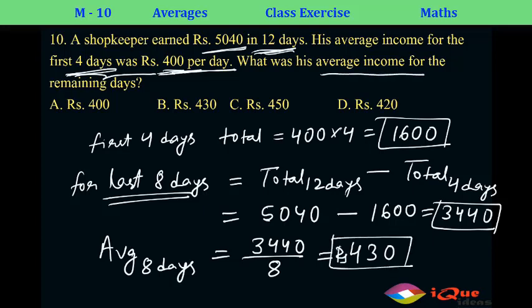The question is asking what is the average of income for the remaining days. Remaining days is 8 days, so which is option B, 430 rupees. Alright. Now let's look at the next question.